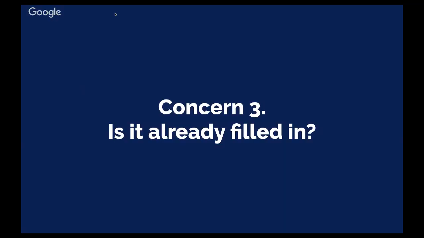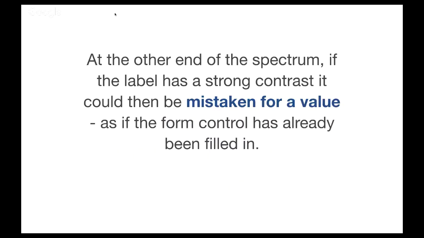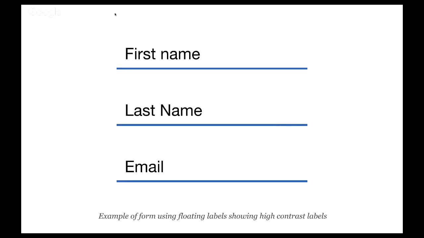The third concern is almost the exact opposite, and that's this concern of, is it already filled in, or is it even a form? So at the other end of the spectrum, if you make the label have too strong a contrast, some people could make the mistake of thinking there's a value and not a label at all. And so in this diagram, we have the same form, first name, last name, and email. But in this case, the labels are all very, very strong. In fact, they're black. And if a user came to this form, some types of users may not even think that that's a form at all, because there's actually information sort of in place already.